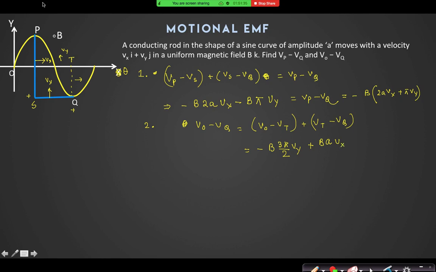Sir, Vt minus Vq is positive or negative? Vt minus Vq is negative also, yes. It is negative because Q is positive, T is negative. So it is minus B into 3 pi by 2 vy plus a vx.